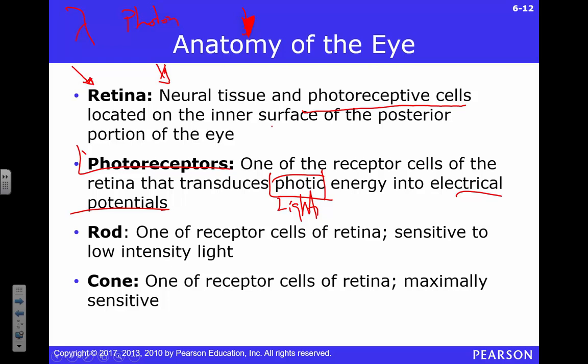So, we've got our photoreceptors. They're going to catch these photons of light as they're coming in. When they catch them, that's going to cause this awesome cascade of things we'll talk about briefly, and it's going to eventually create an electrical potential.